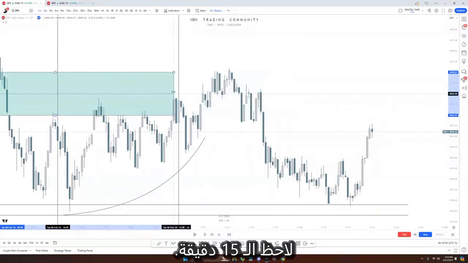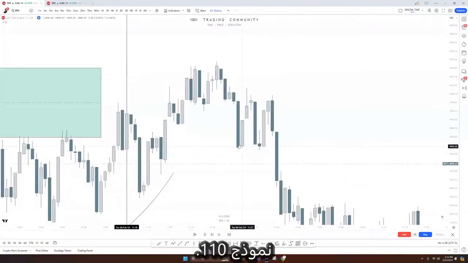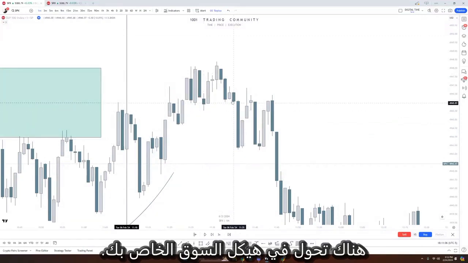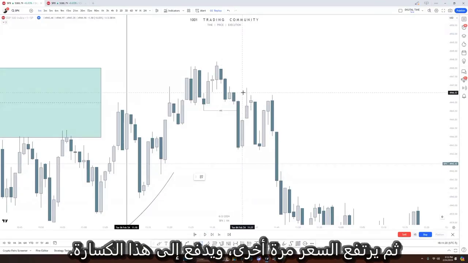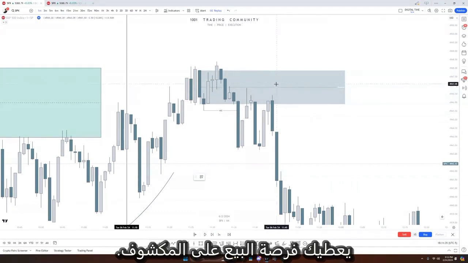Right? Observe the 15-minute. What's happening here? Model 110. But when it comes to price, what's happening? There's your market structure shift, displacement. Price then goes back up, pushes into this breaker. If you're into breakers, then here it is. It gives you an opportunity to short.